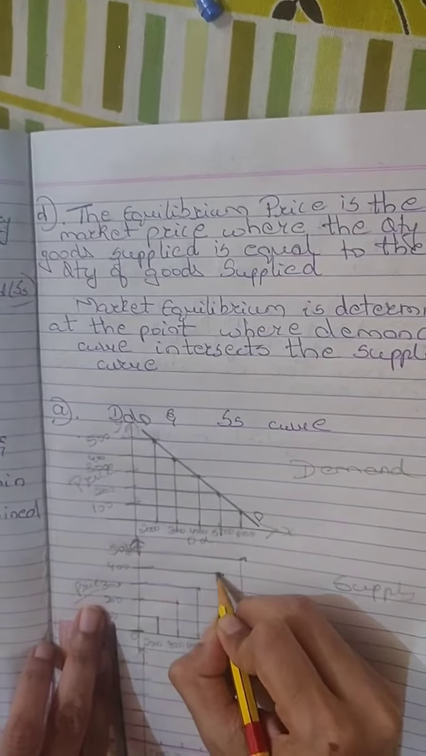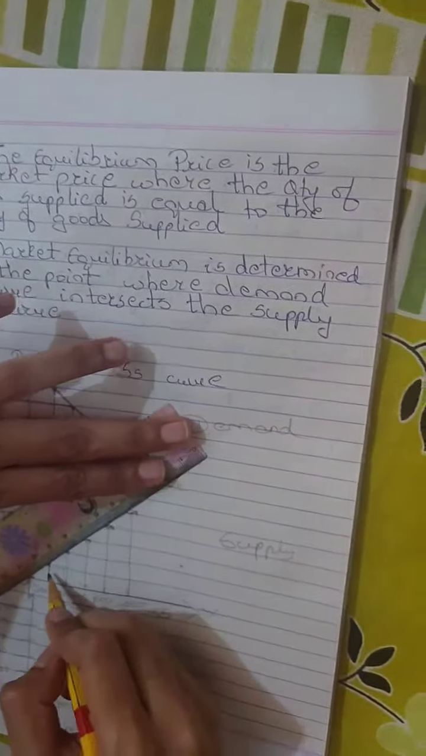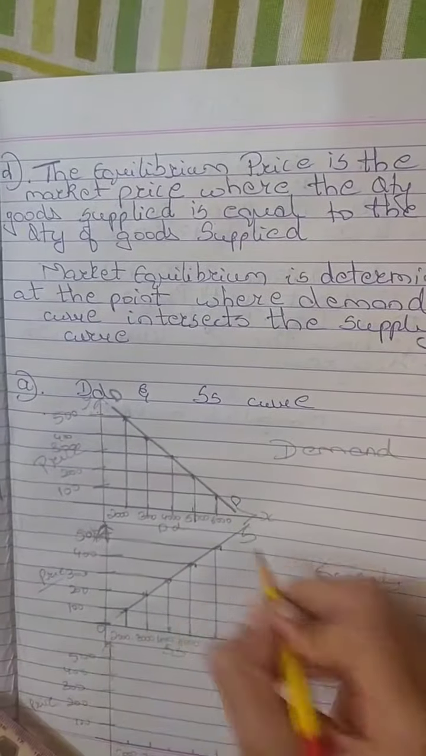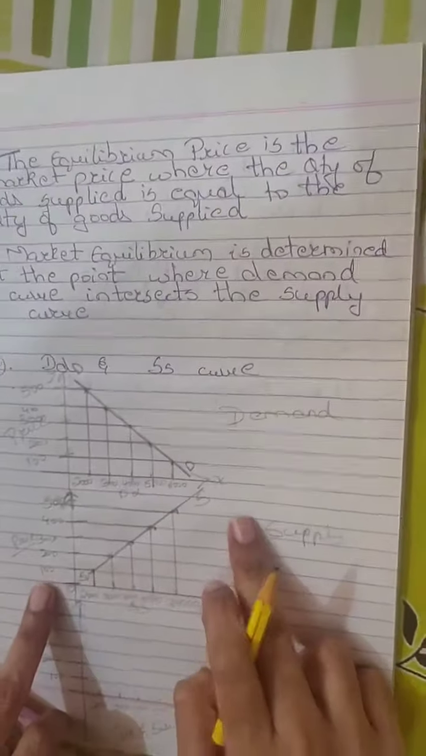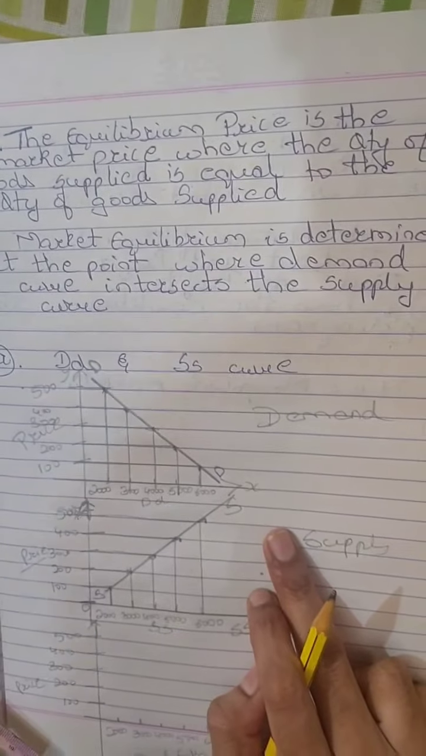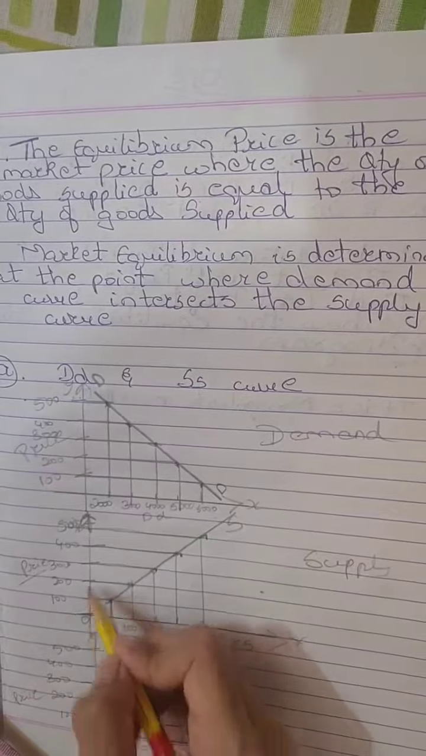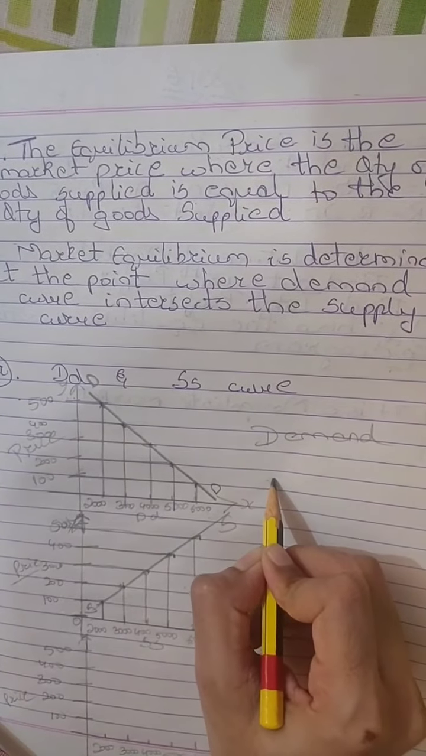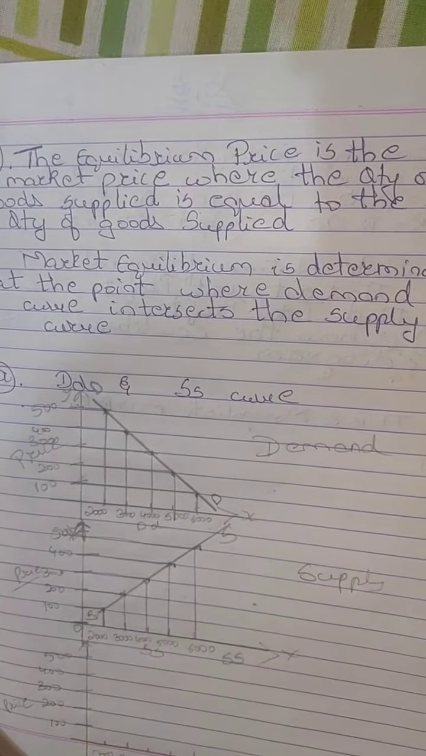Now again draw a straight line intersecting all the points. So this is your supply curve. The supply curve will always be an upward sloping curve from left to right. The reason it is upward is that as the price increases, supply will also increase. The vice versa holds for demand: as the price increases, demand will decrease.